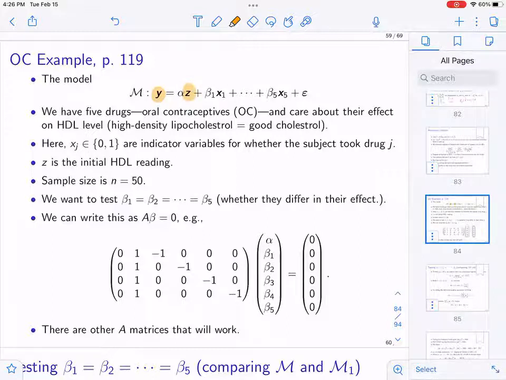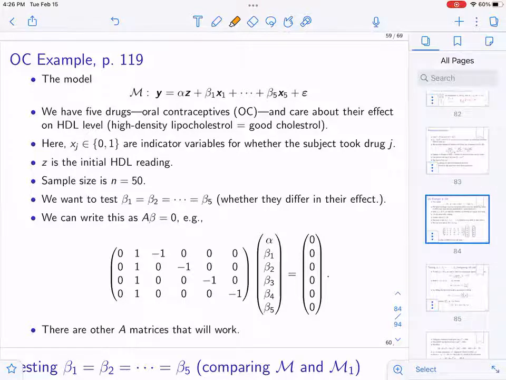So there's going to be a factor here that determines the relation of this, maybe linearly related to the initial cholesterol level. But the drug also has an effect, and you want to determine that effect. So you model it as this regression. These xi's, like x1 up to x5, are indicator variables. So xj basically is 0 or 1.